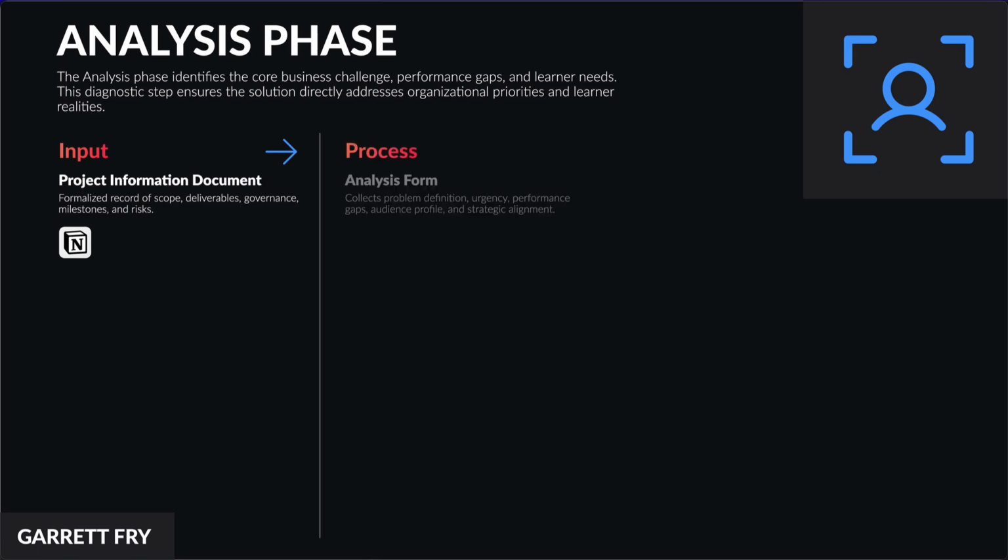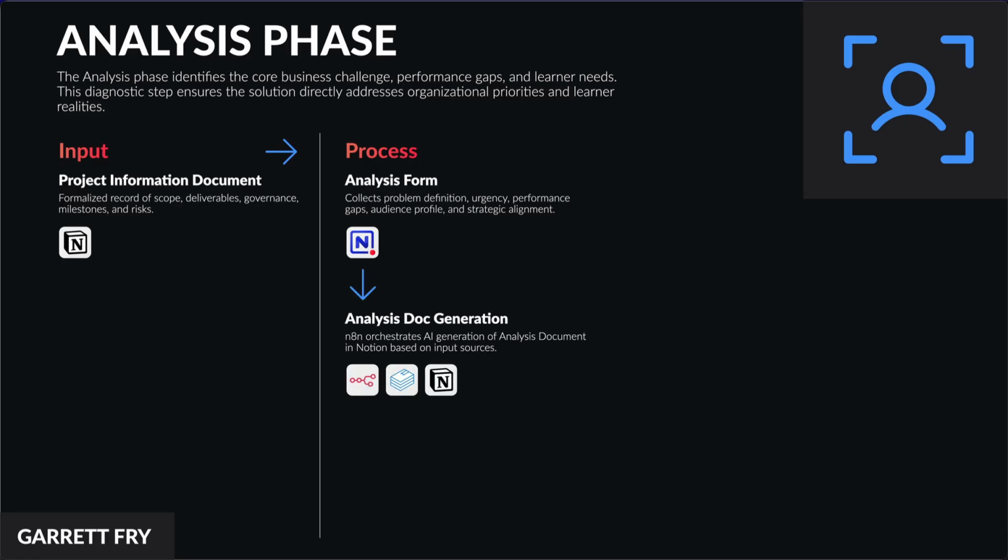Next, we're going to be providing additional information about the problem definition, urgency, performance gaps, audience profile, and strategic alignment in our analysis form. Now here again, the data that you put into that form can just be clear and easy to understand notes, and that's because N8N is going to pull your form data and the project information document and generate a well-written and templated analysis document.